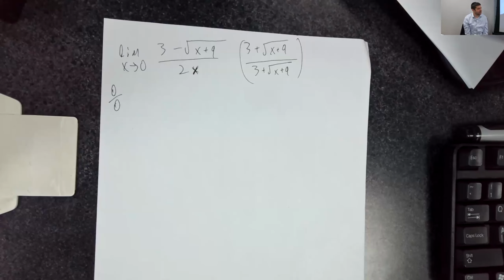Who was able to get it? Was anyone able to get it? Yes. Anyone still working on it? Okay. You don't have so many people that got it. Okay.